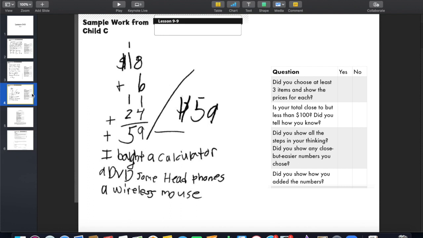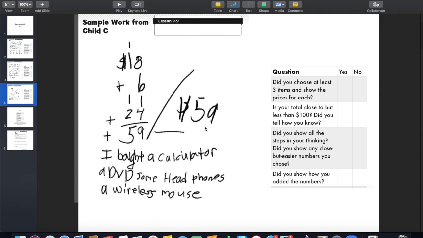Let's look at sample work from Child C. So sample work from Child C, as I look over their work, I see they're adding 18 plus 6 plus 11 plus 24 is 59. And they tell us that they bought a calculator, a DVD, some headphones, and a wireless mouse. Just by looking at this, I see a couple problems. The first is that they used addition, so they were actually adding the price instead of estimating and using close but easier numbers. And also their total is not really that close to 100.